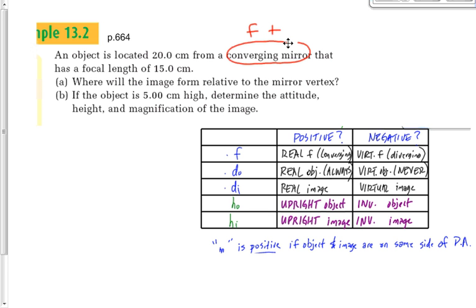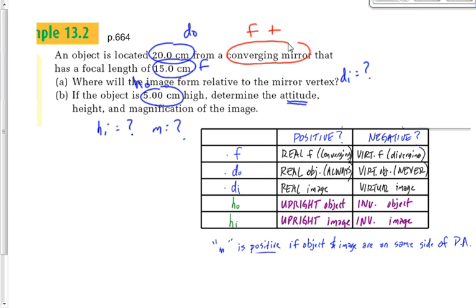We want to find where the image is going to be formed. We got a height here. We want to determine the attitude. The attitude is right side up, upside down, the height, and the magnification. So we got lots of things here. This is going to be DO. This is where the object is. This is going to be F. This is the focal length, and it's positive. We want to find DI, where the image is. Here's HO. We want to find HI. We want to find M, the magnification. And we want to find whether it's right side up or upside down. We'll worry about that later.